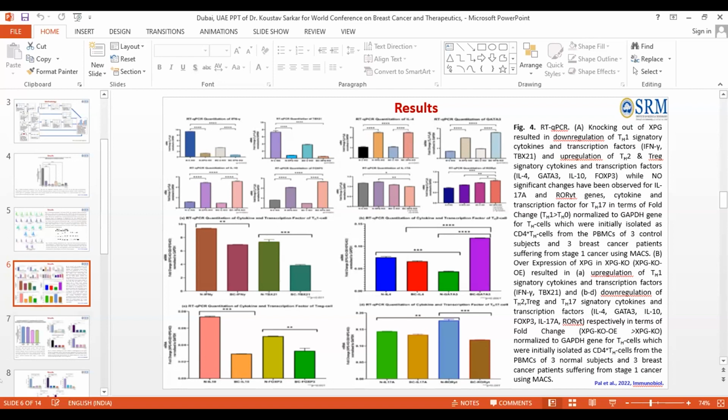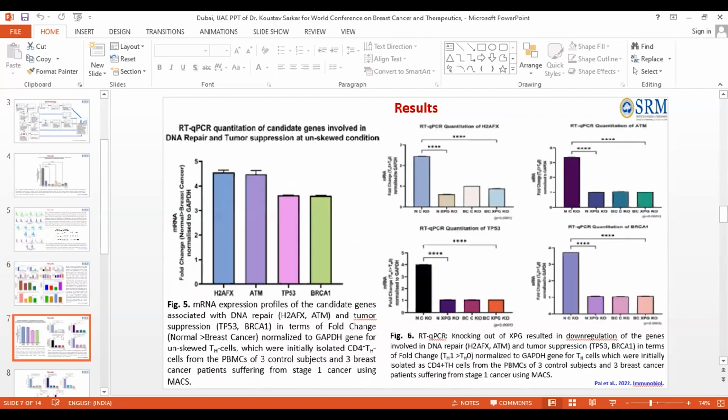And also in the next slide we are showing the RT-qPCR quantitation of the candidate genes mainly involved in DNA repair and tumor progression at unskewed condition. That means in the TH0 condition, it is showing that H2AFX, ATM, TP53 and BRCA1 are all highly expressed when we compare the normal with breast cancer. And similarly, we have also taken a look at H2AFX, where we have seen the status in the normal control XPG, and the status when we are doing the XPG knockout.